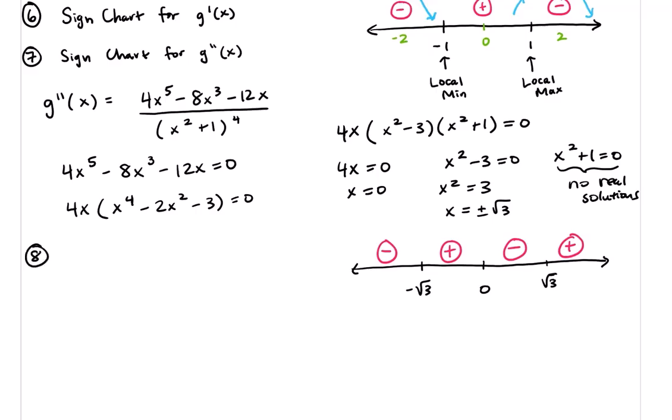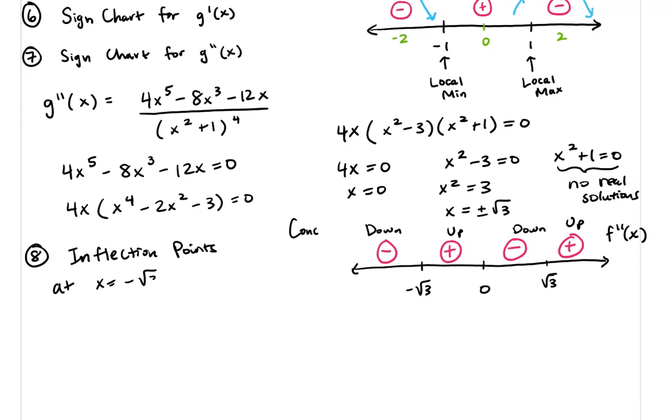Okay, so for 8, we want inflection points. And remember, this was f double prime of x. So inflection points are occurring where the concavity changes. So concavity, this is concave up. Oops, no it's not. That's concave down. This is concave up, down, and up. So concavity is changing at negative square root of 3. It's also changing at x equals 0 and x equals positive square root of 3.